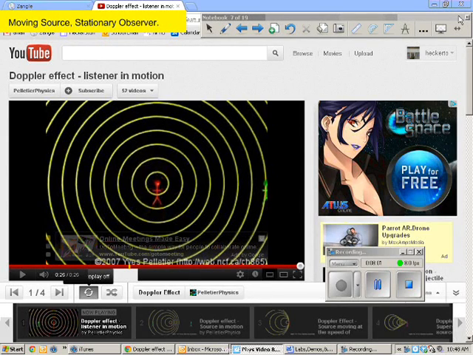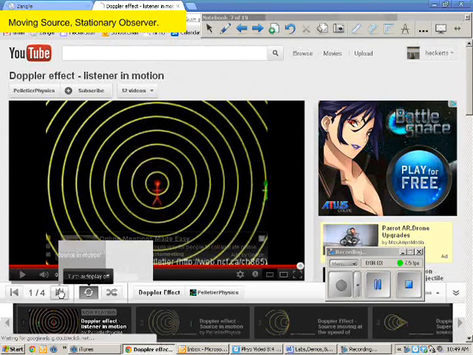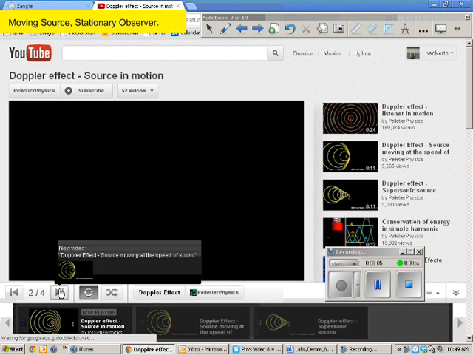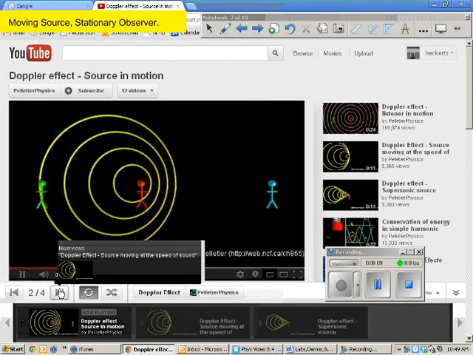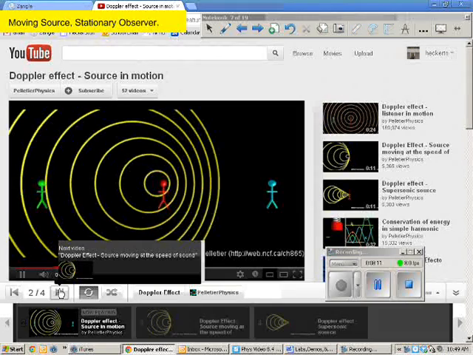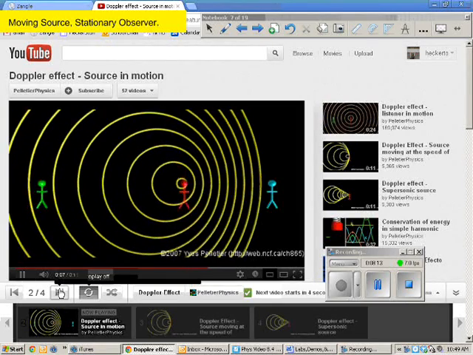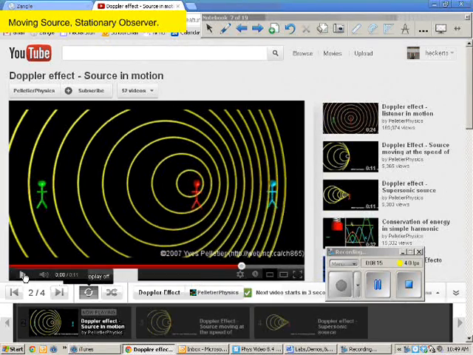All right, so our source is going to create the same waves, but now he's moving. And look what the waves do. Since he's moving to the right, the waves are closer together, right? Let me pause this here for a second. So look what's happening.